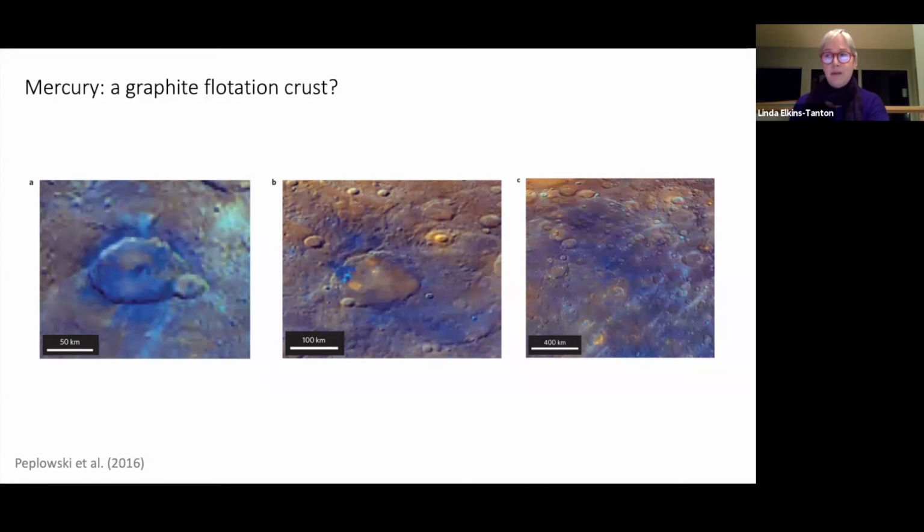And the only element consistent with both the neutron measurements and the visible to near infrared spectra from the MESSENGER orbiter mission is carbon. And so it's hypothesized that there is a layer of carbon in Mercury's crust that is causing it to be dark. Mercury could have had graphite floating in its magma ocean.